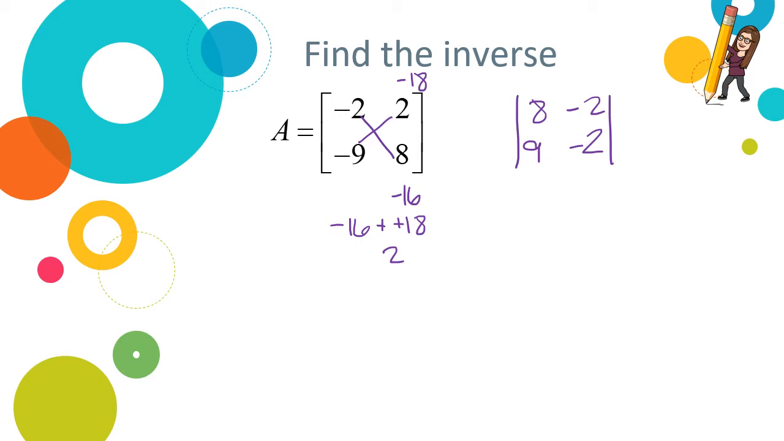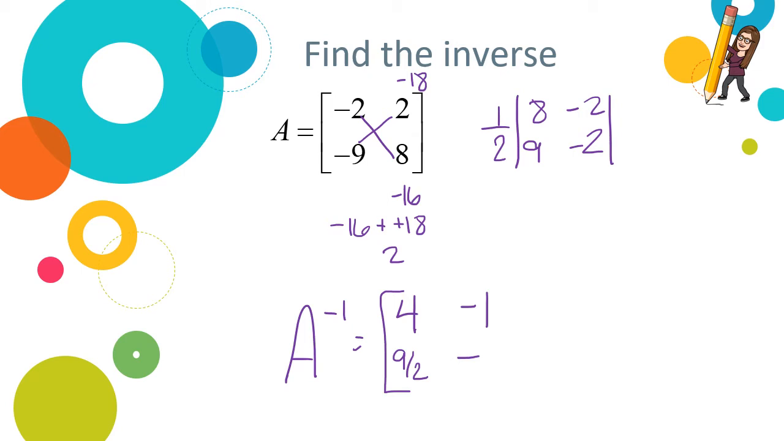We're going to scalar multiply this new matrix by 1 over 2. So this one should be a little bit cleaner, right? So my inverse of A will be, if I distribute a half, 4, negative 1, 9 halves, and negative 1. Now please leave these as improper fractions. We'll go over how to change a decimal to a fraction in your calculator if that's what it gives you, but I want to see improper fractions.